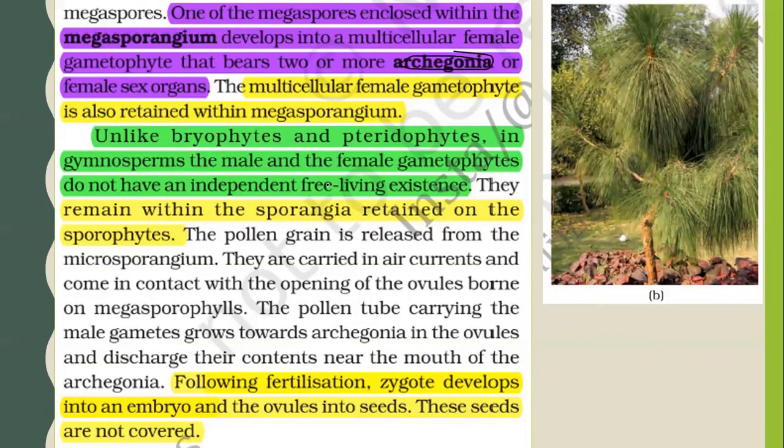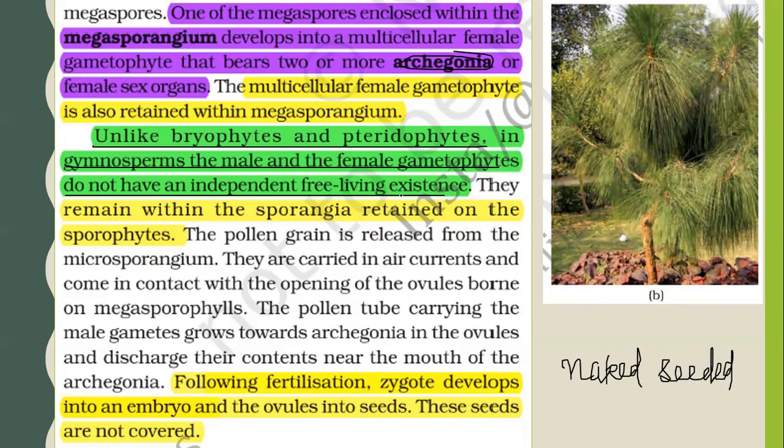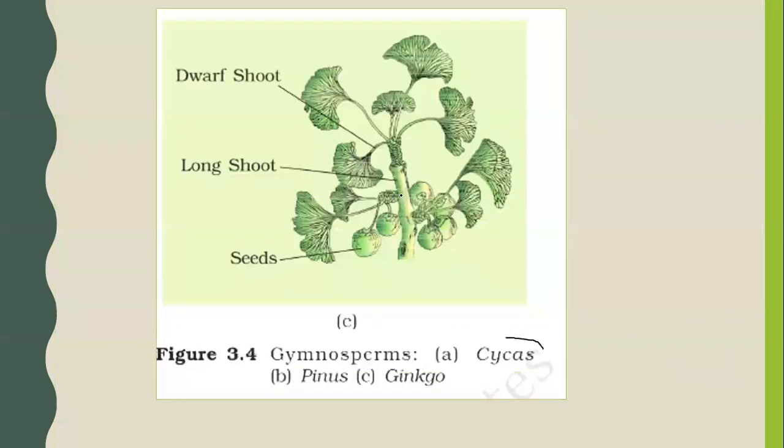Clear? You don't have to study all these things, just simply study this. Unlike bryophytes and pteridophytes, in gymnosperms the male and female gametophytes do not have an independent existence. Here you will find naked ovules, or naked seeded plants. They are not enclosed by an ovary wall. We observed Cycas first, then Pinus, and this is Ginkgo.